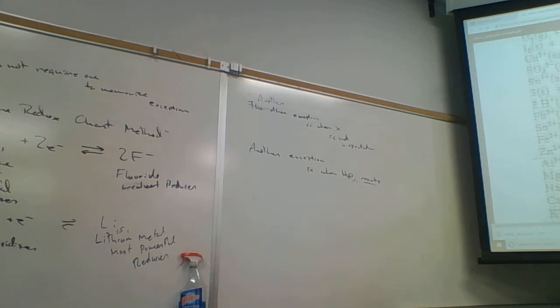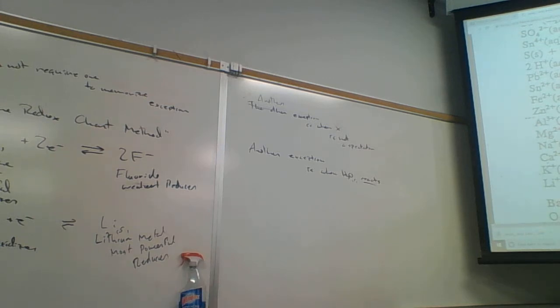This is a chart of oxidizers. The strongest oxidizer is fluorine. The strongest reducer is lithium. See how it's inverted like that on the opposite end? So it's fluorine and lithium. And so this is the chart.